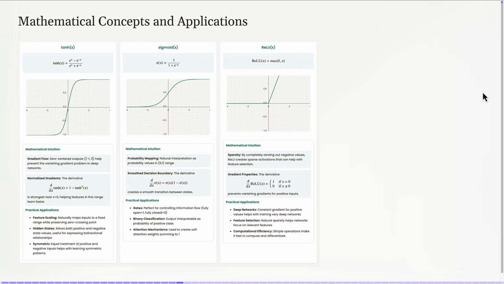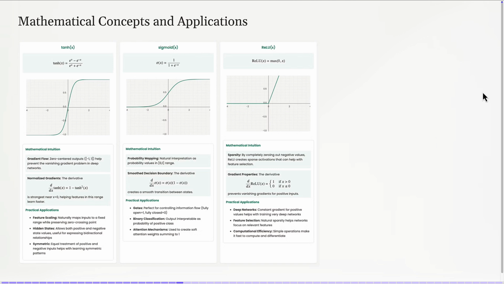And practical applications: we use tanh in feature scaling, in the hidden state of NLP, and also it's symmetric, it has equal treatment of positive and negative input. In contrast to ReLU, which will cancel every kind of negative output. So we use it in deep networks. It has a constant gradient, so the gradient is always 1 for positive values, which helps with training very deep networks. And also feature selection, because features that are not useful will just be cancelled out.